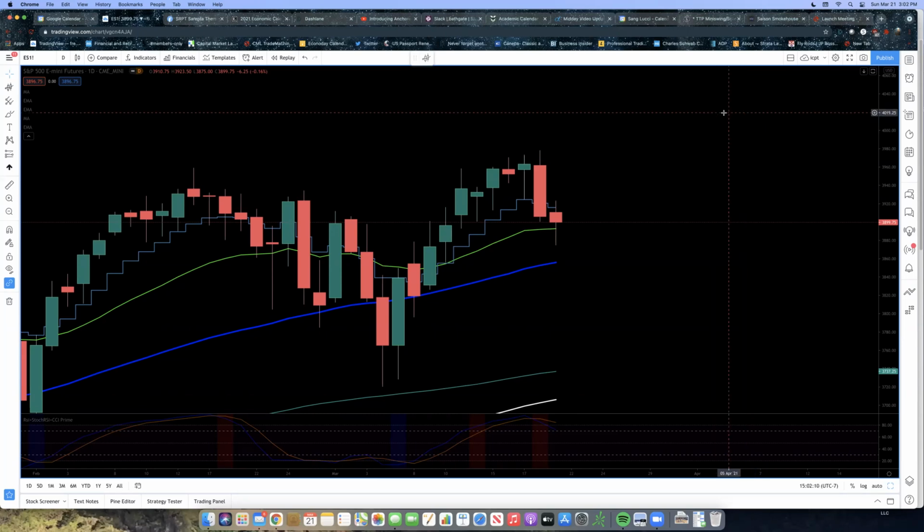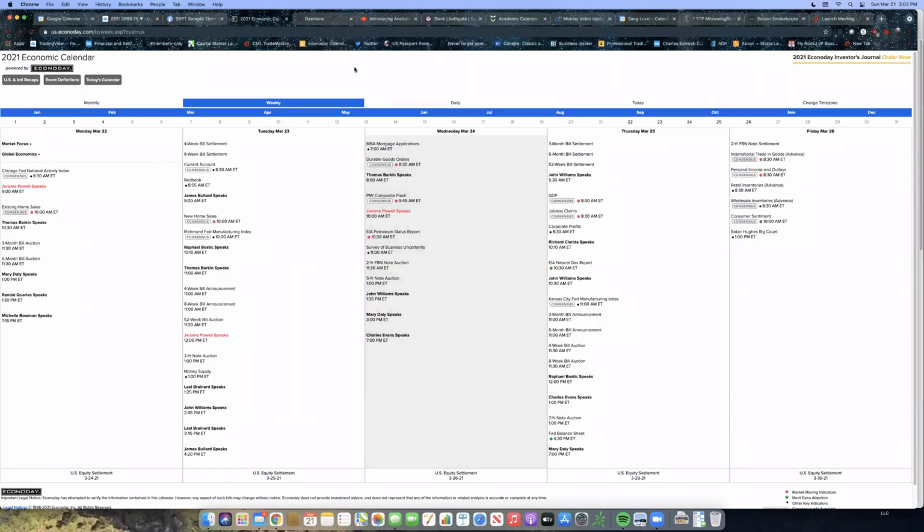Starting with a process, we need to first understand what's happening and coming at us. The way that we do that, at least from a big picture standpoint, is to consult the 2021 economic calendar on Econoday. It's a free resource to everybody, and it gives you information where you can make a determination as to whether you may or may not see volatility on any particular day based on economic information that may or may not move the market broadly.